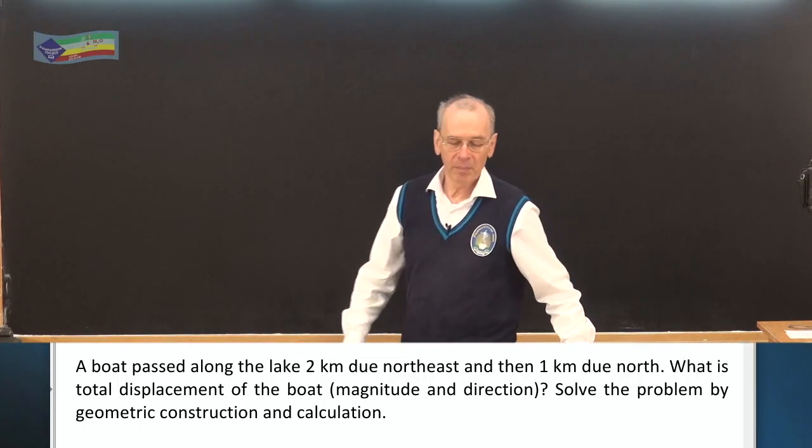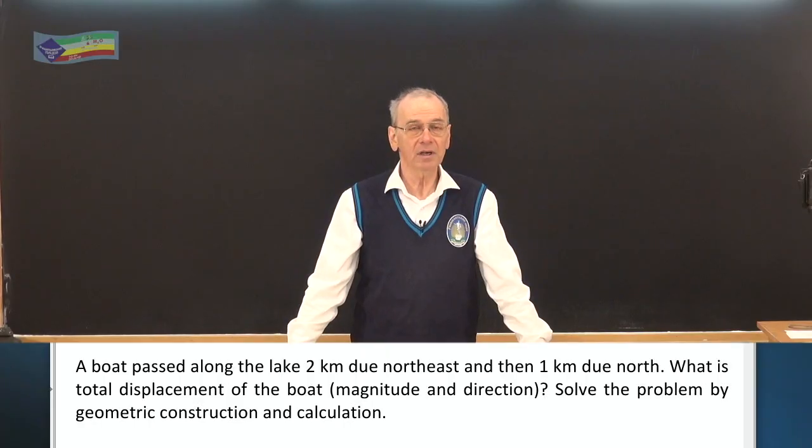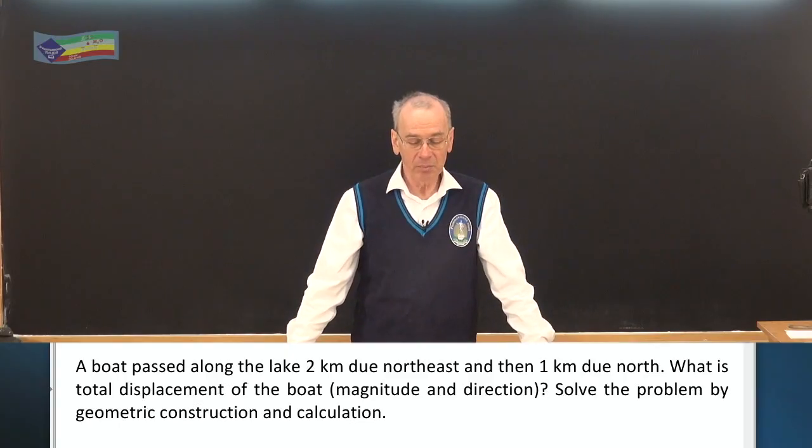A boat passed along the lake 2 kilometers due northeast and then 1 kilometer due north. What is the total displacement of the boat, magnitude and direction? Solve the problem by geometric construction and calculation.